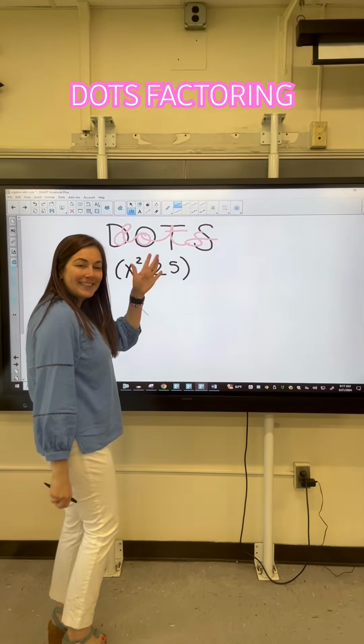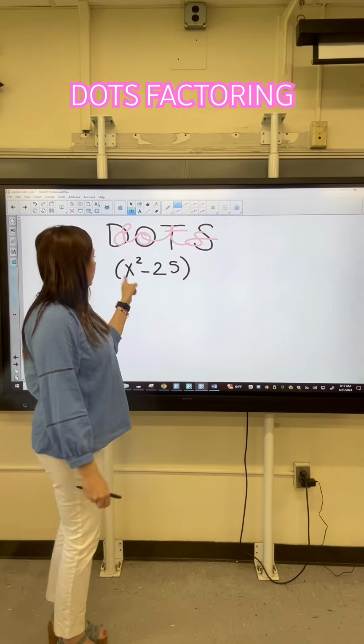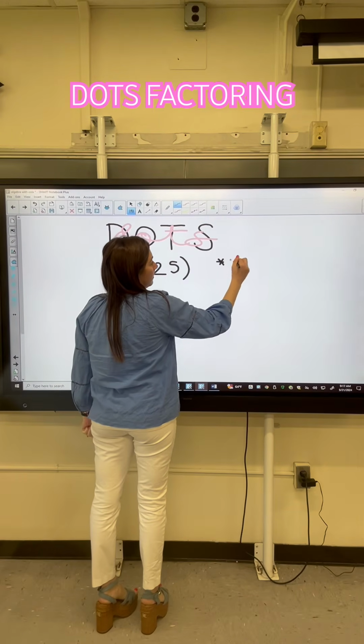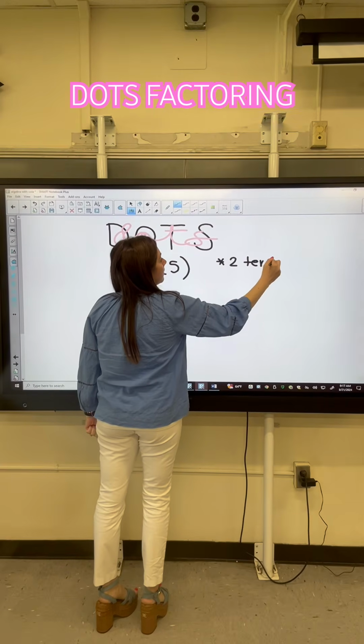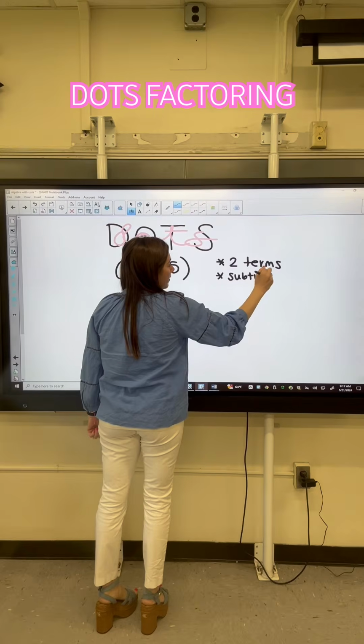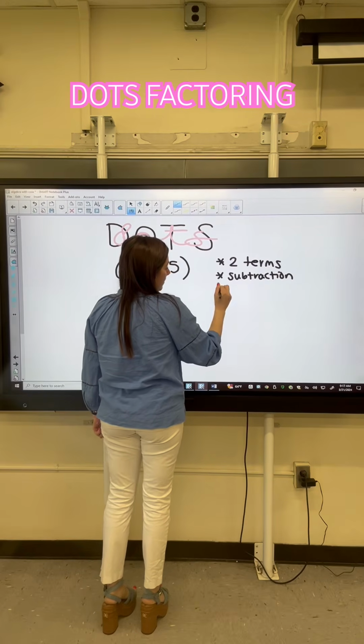Today we're going to talk about factoring using DOTS. So, super important way to factor. And here's our checklist, okay? So we're going to have two terms. That's the biggest thing. You can only have two terms for DOTS. There has to be a subtraction sign. That's what the D stands for, difference. It's got to be a subtraction sign, no plus sign.